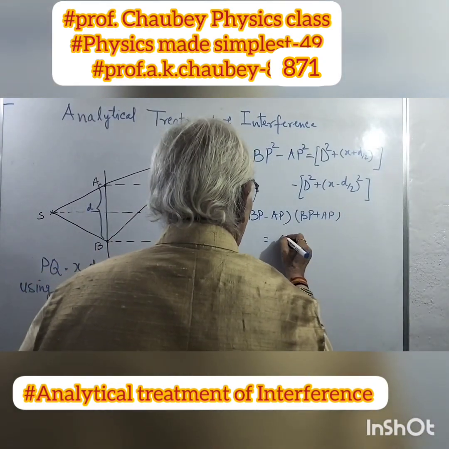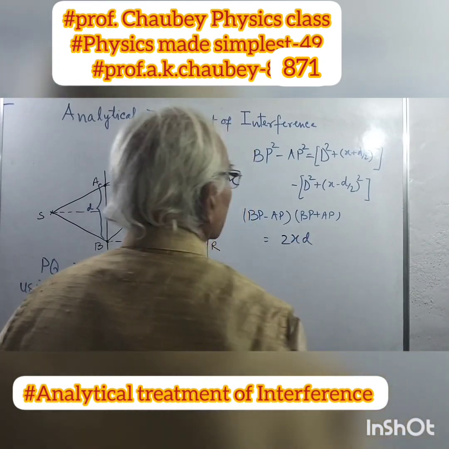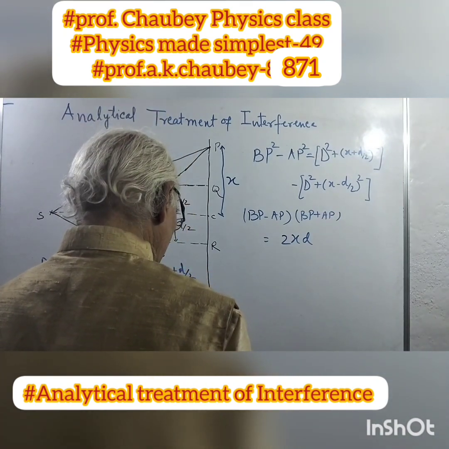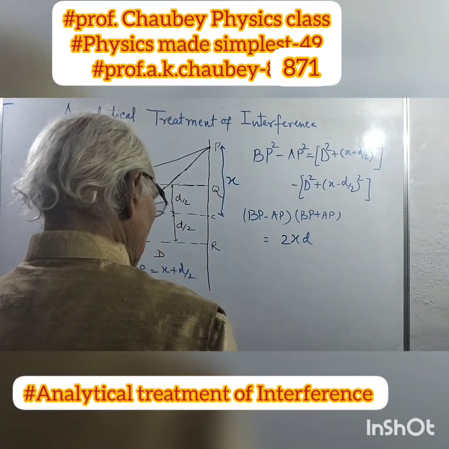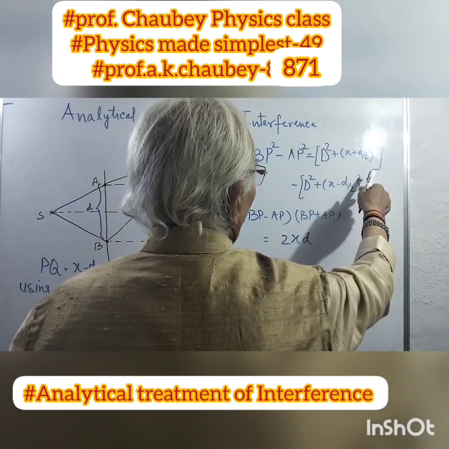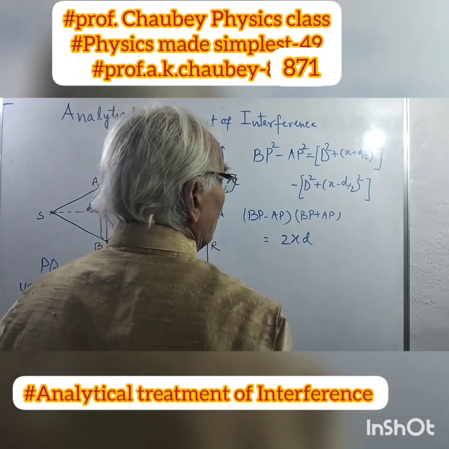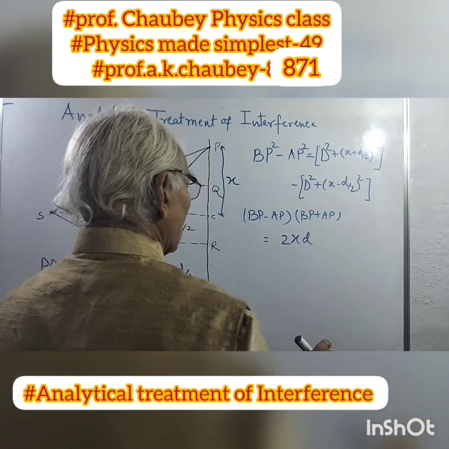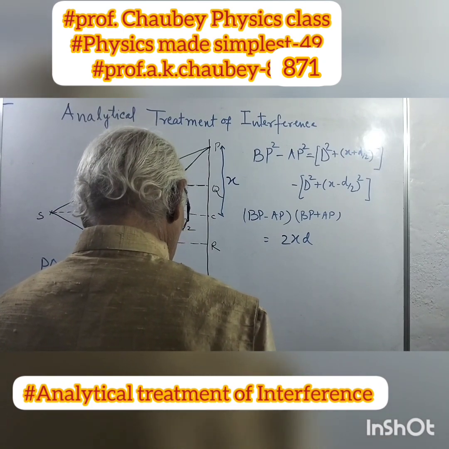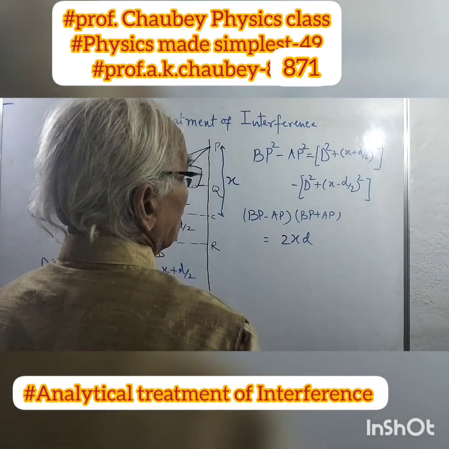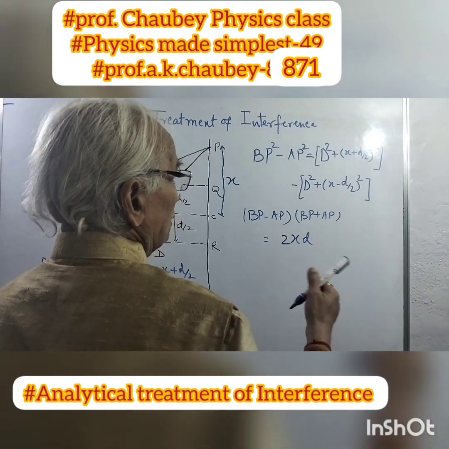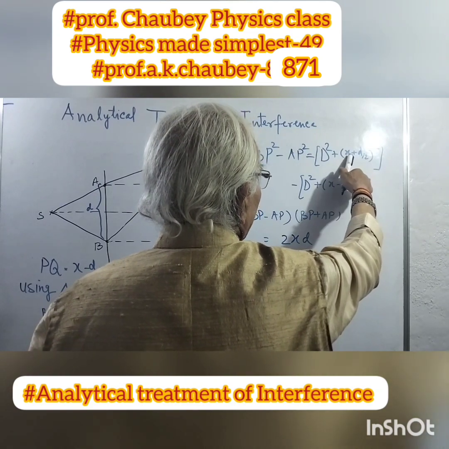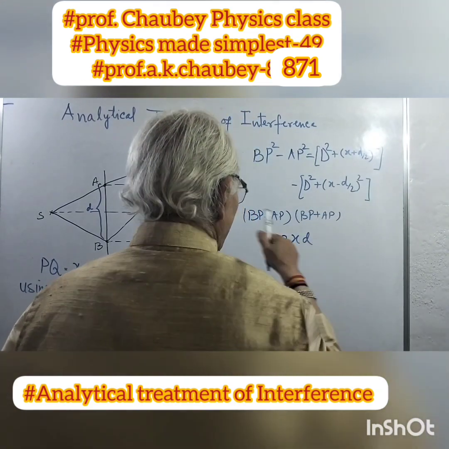So what we get here? We get here 2xd, twice of xd by 2, twice of x, because this is x plus d by 2, x square plus d square by 4 plus twice x into d by 2. So this is twice xd by 2, so I do to cancel xd, here plus xd, so it becomes 2x.